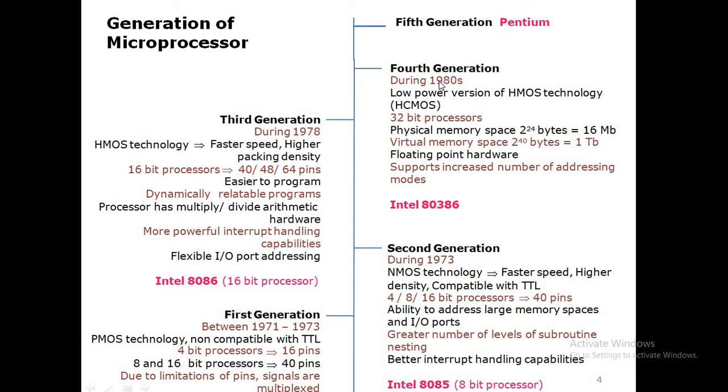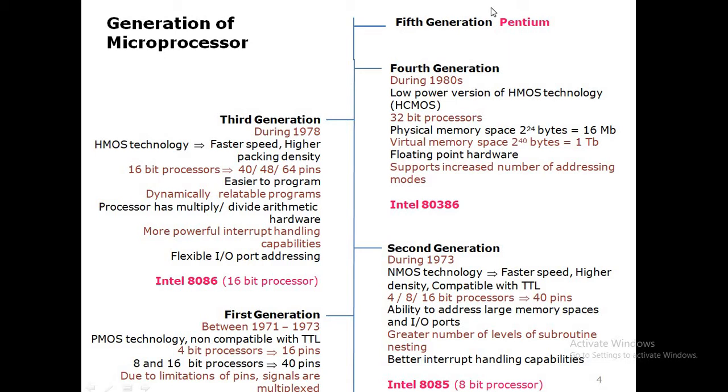Let's come to the fourth generation. It came during the 1980s, which uses a low power version of HMOS technology, which is called HCMOS. 32-bit processors came. It has a physical memory space of 16 MB and virtual memory space of 1 TB. It uses floating point hardware and it supports an increased number of addressing modes. Example, Intel's 80386.